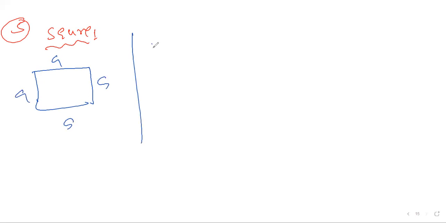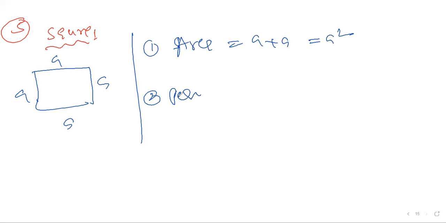I'll take the first formula here. Area of a square: side into side. Answer is a square. Now second one, perimeter. Perimeter means all sides you need to add: a plus a plus a plus a. Answer is 4a. Okay, this is the LKG thing.